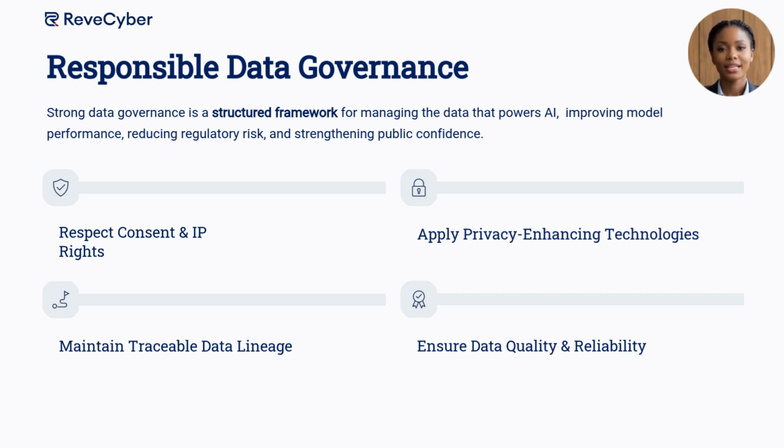And finally, organizations need to ensure that their data practices respect consent, ownership, and intellectual property rights, especially when training models on large data sets that may include personal information or copyrighted content. For organizations building AI systems, strong data governance is not just a technical requirement. It's also a legal, ethical, and operational responsibility.